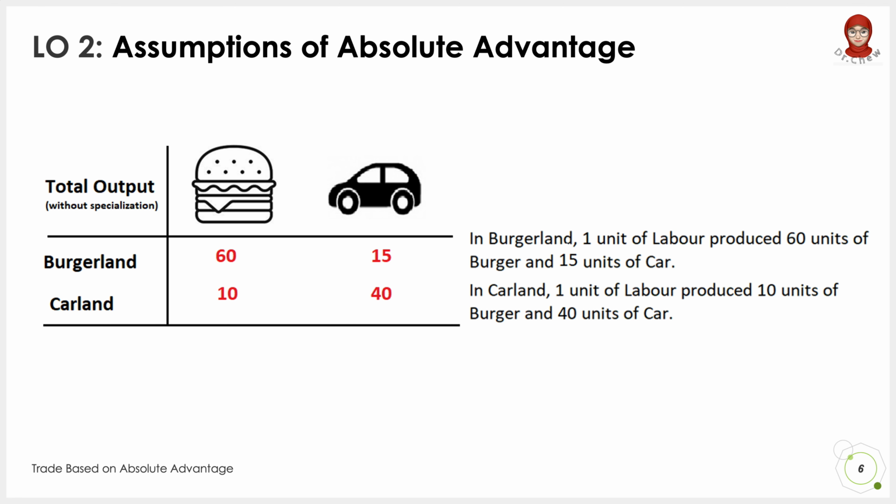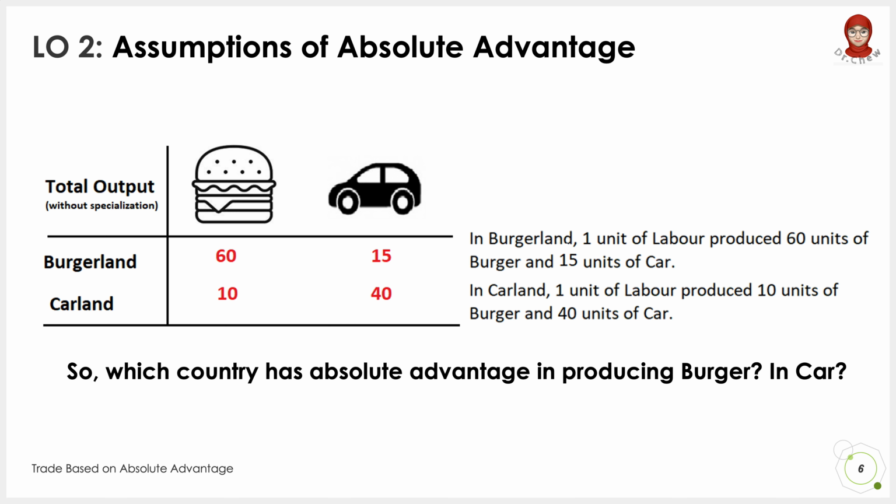Here is a very simple illustration to show how the absolute advantage model works. Two countries, Burgerland and Carland. Two goods, burger and car. Factor of production, labor only. So, in Burgerland, 1 unit of labor produces 60 units of burger and 15 units of car, whereas in Carland, 1 unit of labor produces 10 units of burger and 40 units of car.